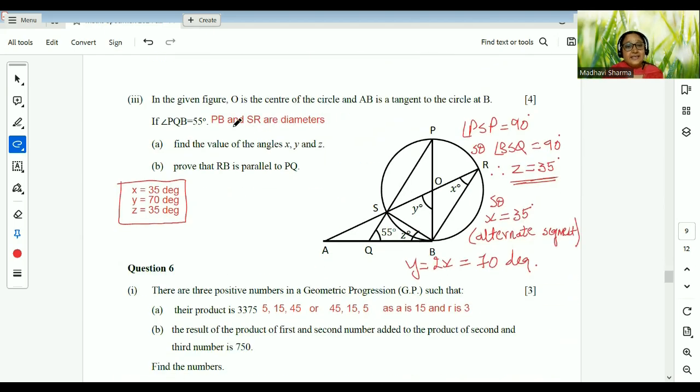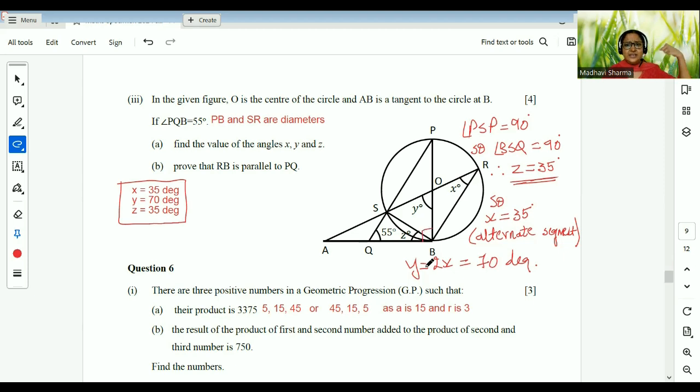Okay, this is also very easy. In this, if you see in the given figure, O is the center of the circle. So there are two diameters, PB and SR. And there's one tangent AB at B. So definitely this becomes 90.